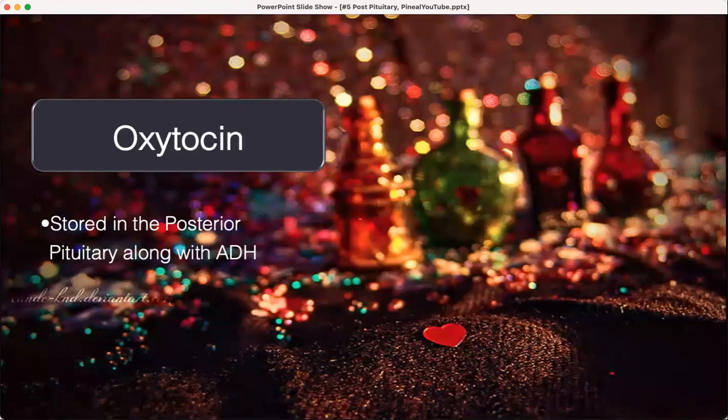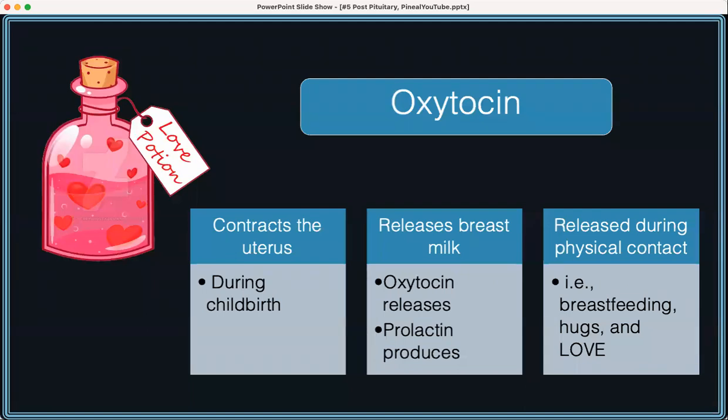So the next hormone, oxytocin, is also stored in the posterior pituitary along with ADH. It is considered the love hormone, love potion number 9. It contracts the uterus during childbirth. It releases breast milk, so that's the letdown. Prolactin is responsible for producing that breast milk, and oxytocin is for releasing. So you need both hormones for breastfeeding.